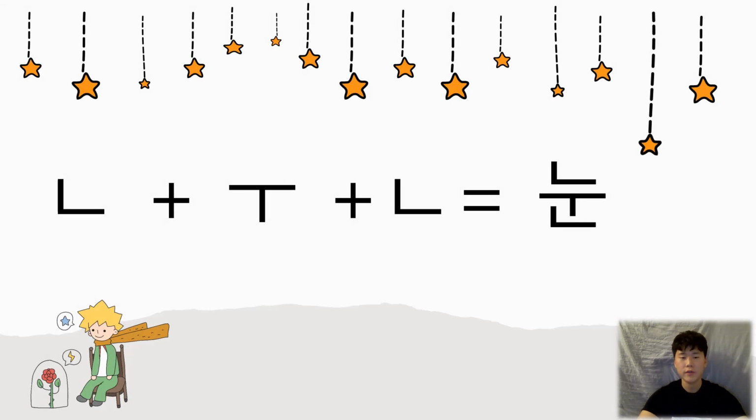Let's try to create a word by using 받침. First, you have 니은 plus 우 plus another 니은, which is a 받침, and that creates 눈. Now, there are two meanings for 눈. One could be an eye, and the other could be snow.